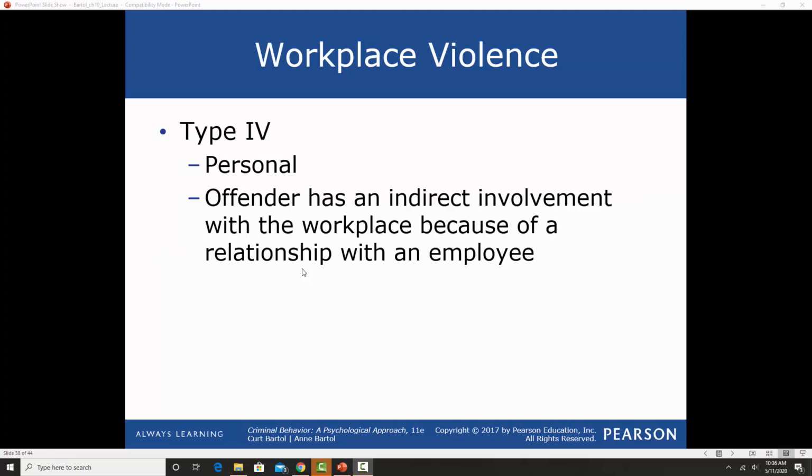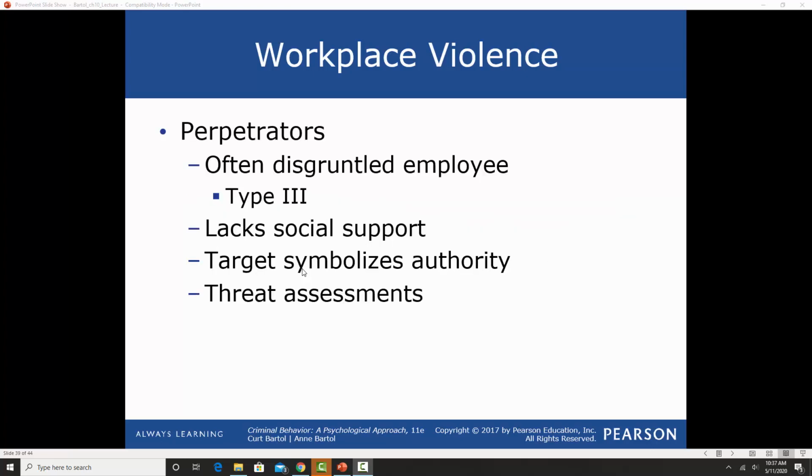And then type 4 is personal. So this is where there's an indirect relationship through an employee. So like a current or former spouse goes into a workplace to target that person, and other people are also hurt in that violence. Perpetrators of workplace violence are often disgruntled employees, the type 3. They tend to lack social support. There's usually some type of mental health history, and there's usually something that triggers workplace violence. So again, maybe being fired, with the type 4 where it's personal, a breakup of some type, that type of thing.